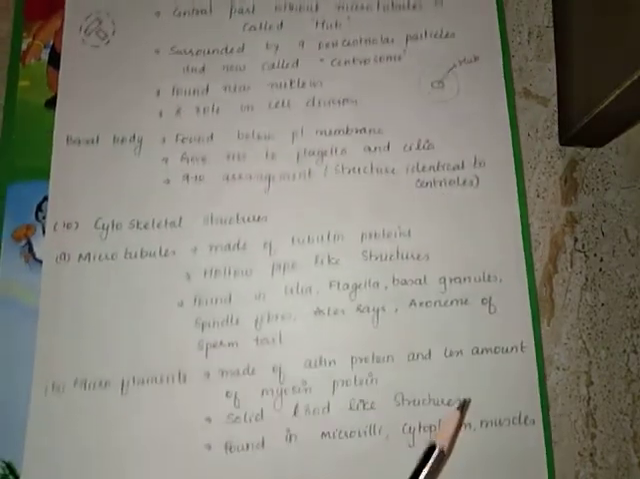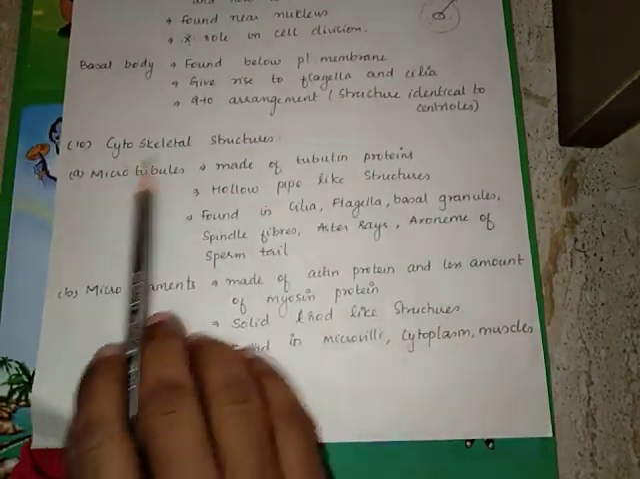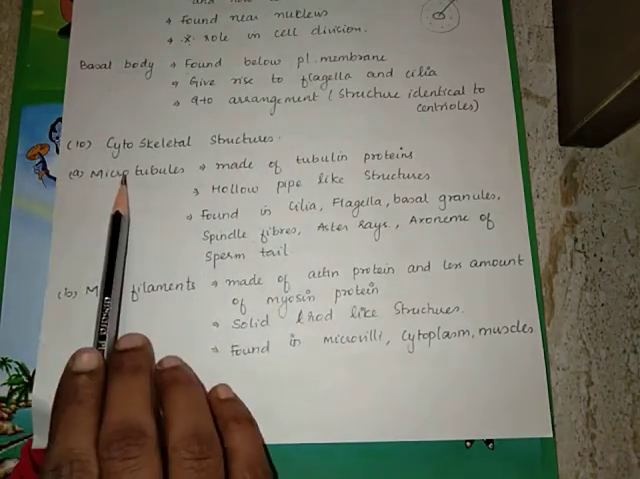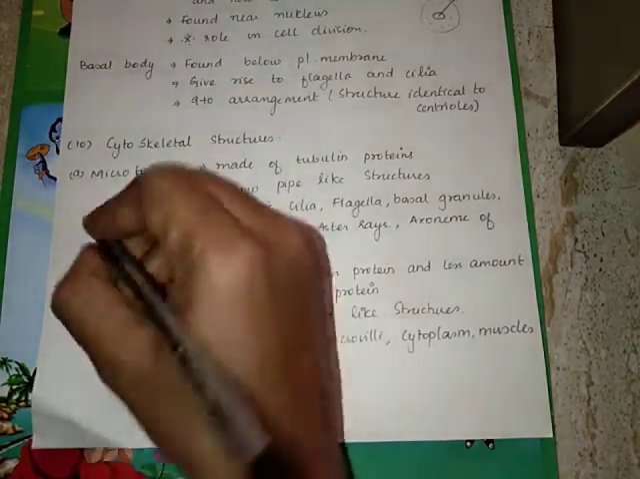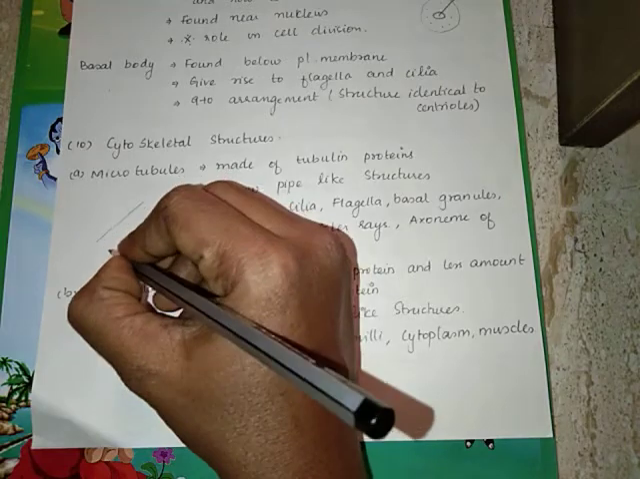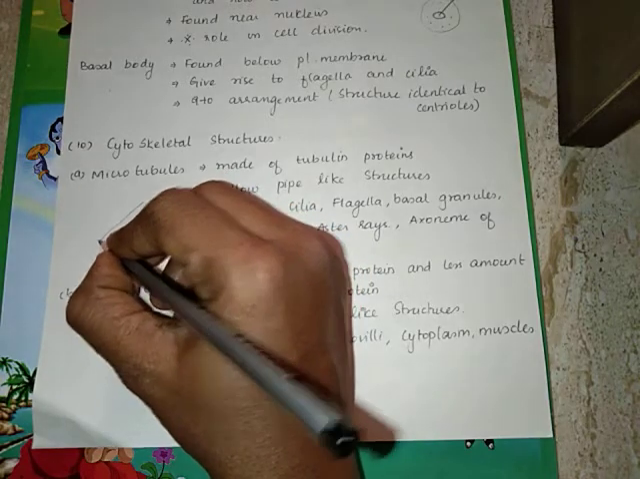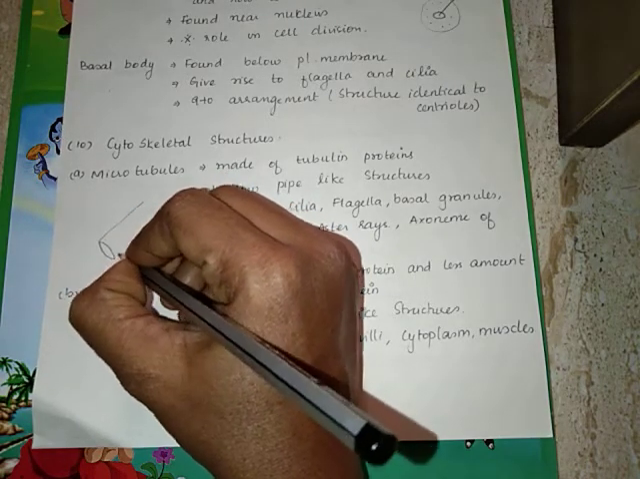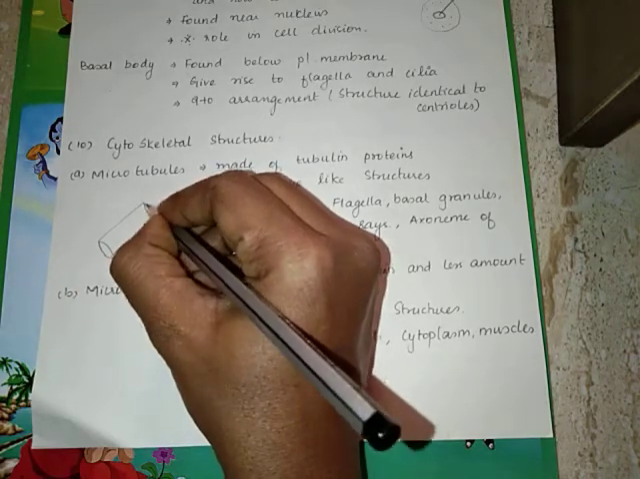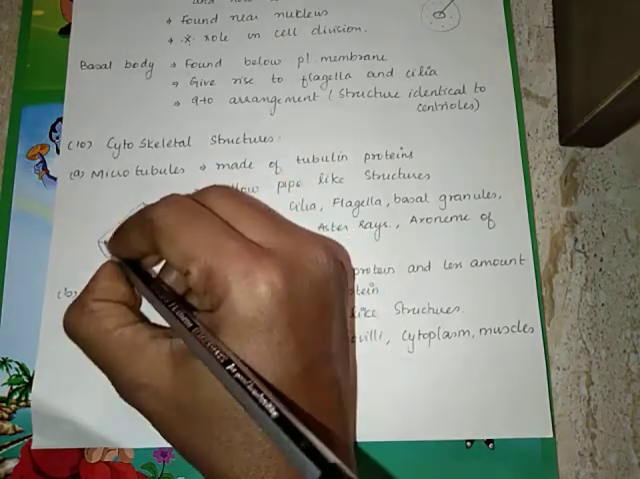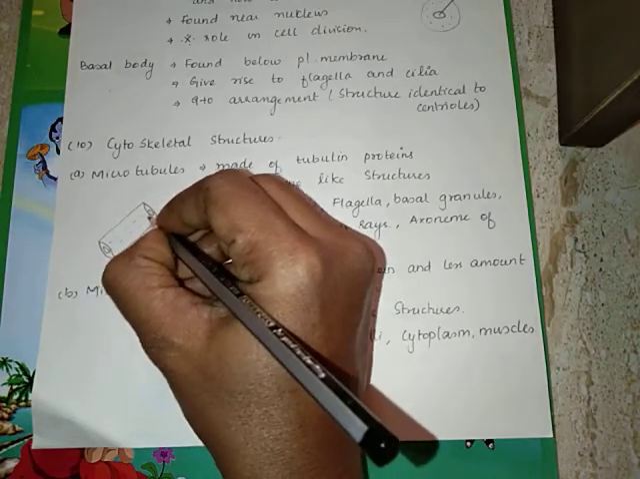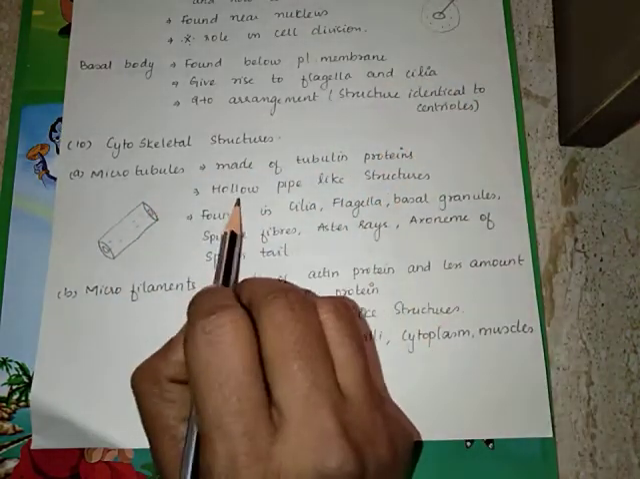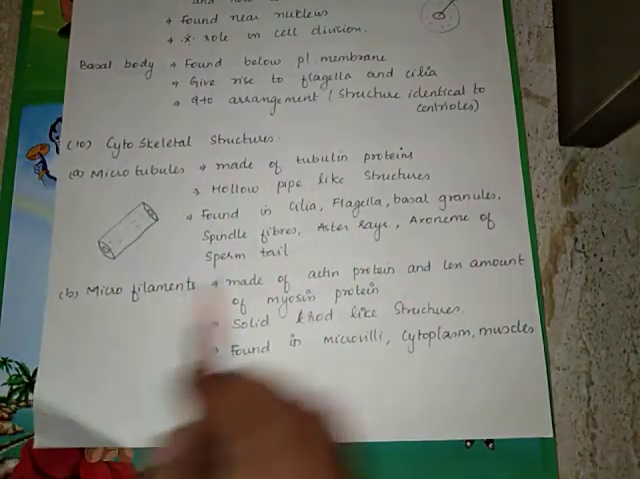And coming to the cytoskeletal structures. Cytoskeletal structures-ல் இரண்டு இருக்குது. ஒன்று microtubules, இன்னொன்று microfilament. Microtubules are made of tubulin proteins and they are hollow pipe-like structures. நம்ம cilia, flagella பார்த்த மாதிரி they are going to be pipe-like structures. அதாவது they are going to be like this. So in a microtubule you will be able to see a hollow tubular structure in between. That is, they have only an outer cover. So hollow pipe-like structures are microtubules.